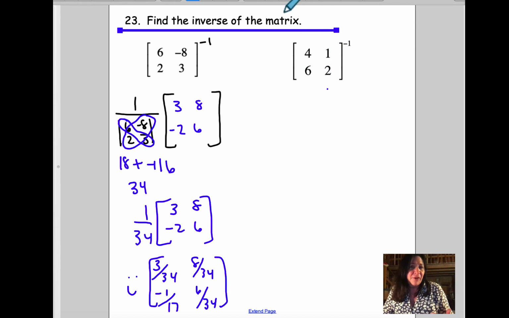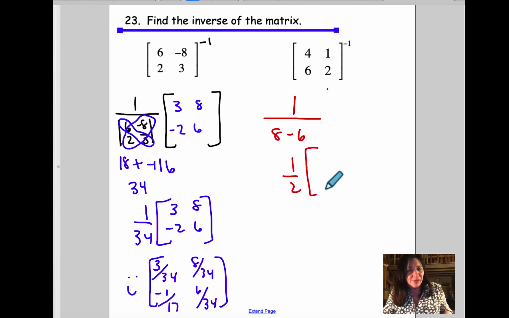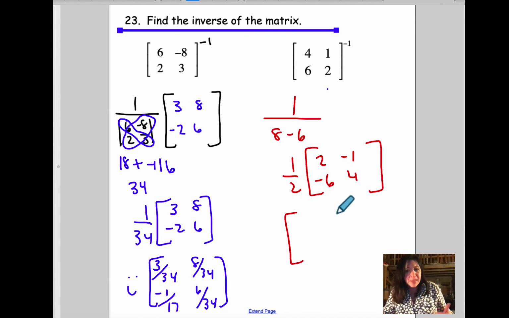Let's do it again. Find the inverse. We're going to go 1 over the determinant. So 4 times 2 is 8. 8 minus 6 times 1 is 6. 1 over 2 times the transpose. And the transpose is going to be, flip those. So that's going to be 2 here, 4 here, negative 1, negative 6. So now all I have to do is distribute this 1/2.